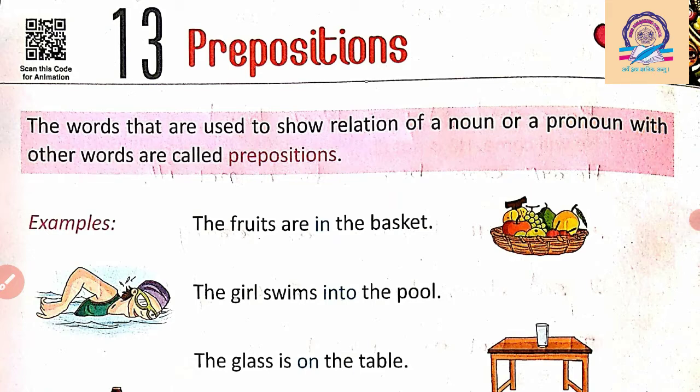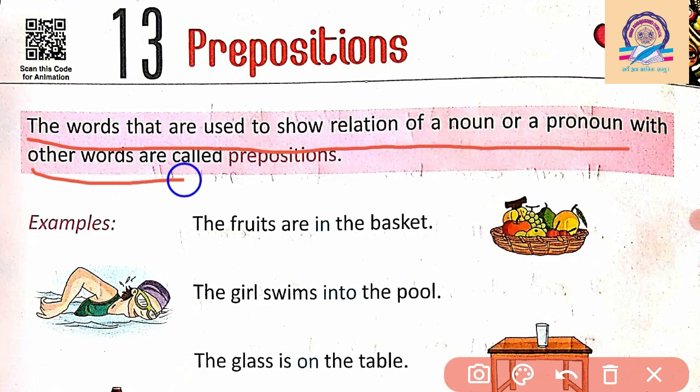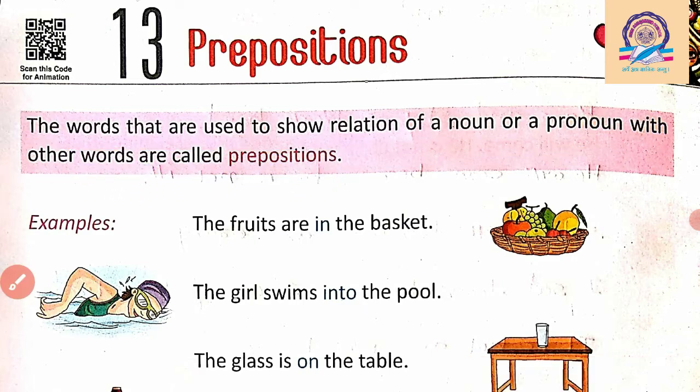It means preposition. So, what is a preposition? The words that are used to show the relation of a noun or pronoun with other words are called prepositions. Prepositions show us the position of a thing. Once again, a preposition shows the position of one thing in comparison to another thing. It means where one thing is and where another thing is in comparison to each other. So prepositions show the position of everything. So we have different uses of the preposition.